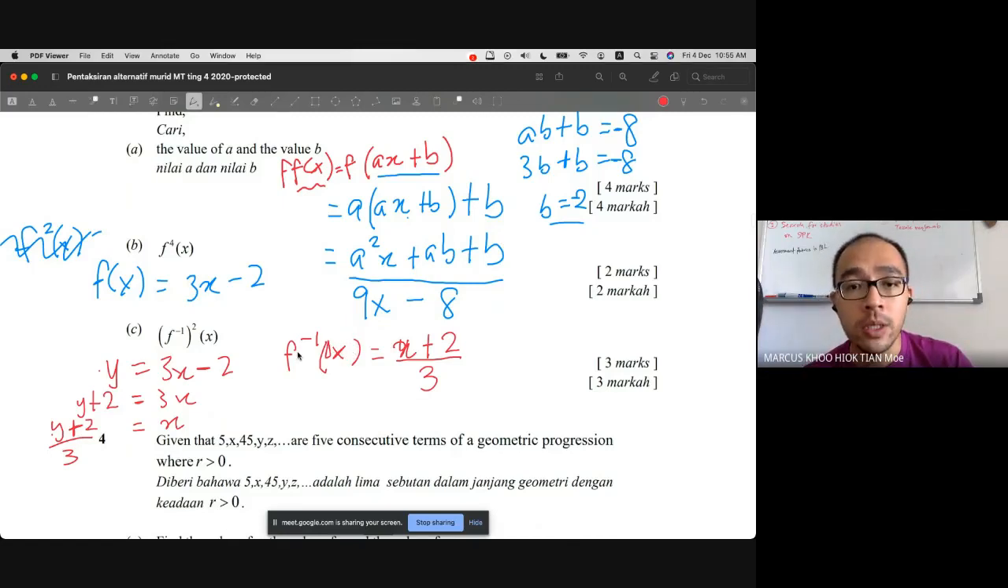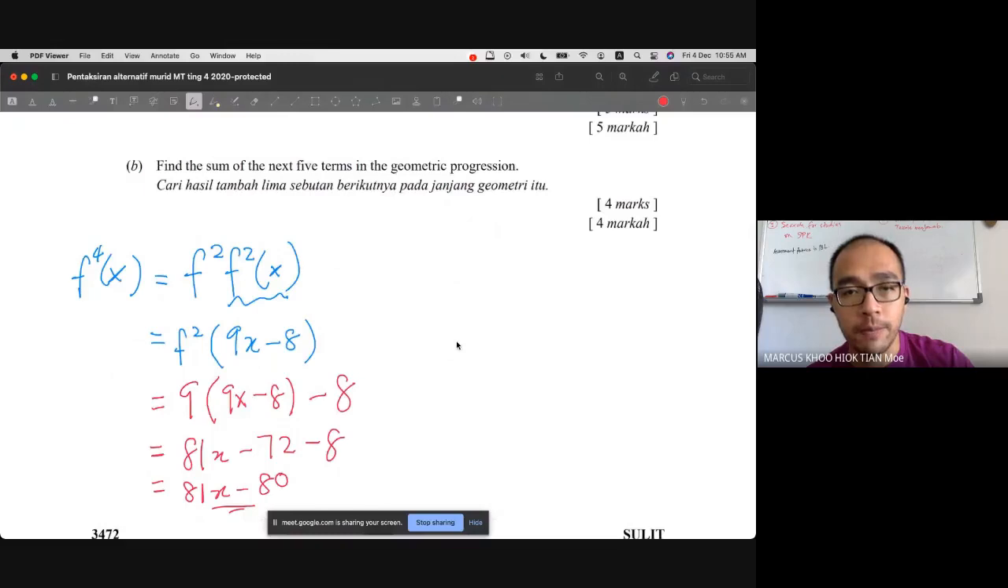Okay, so if I'm going to f minus 1, 2, that means saya mau inverse ini 2 kali. Okay, which means that f minus 1, the whole thing will be 2 and then x. So this is basically f minus 1, f minus 1 x.